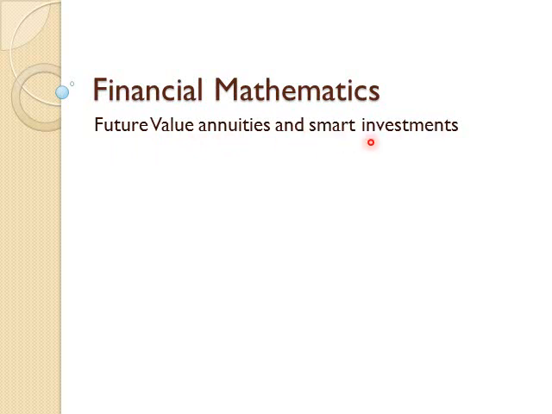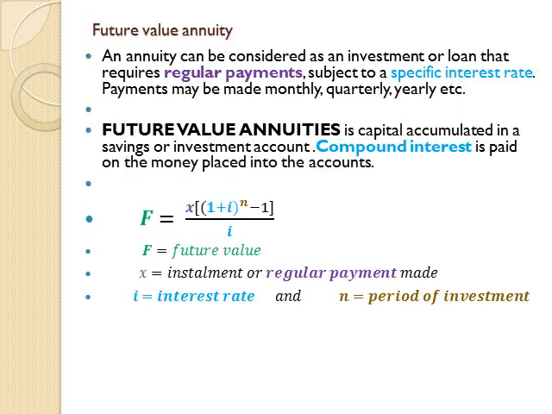I hope you learned something from that, right? So, future value annuity. In short, an annuity can be considered as an investment or loan that requires regular payments, subject to specific interest rates. Payments are either made monthly, quarterly, yearly, etc. Right? Examples of these: life insurance, funeral plans, educational loans, bonds, etc.